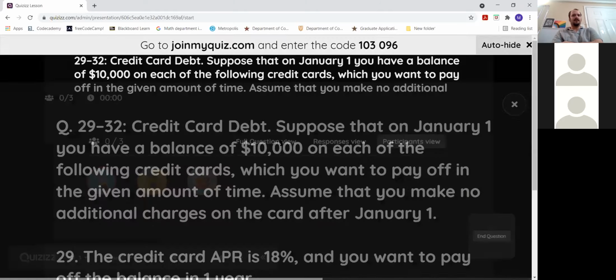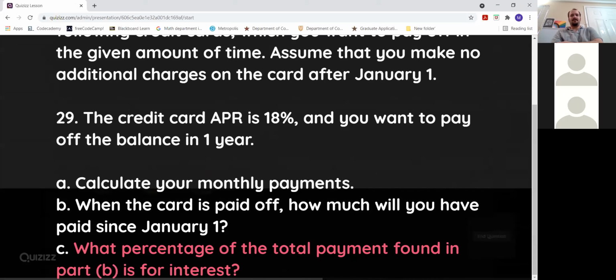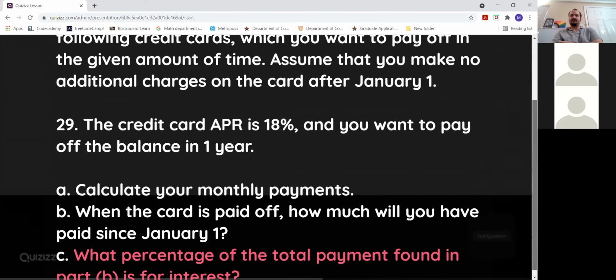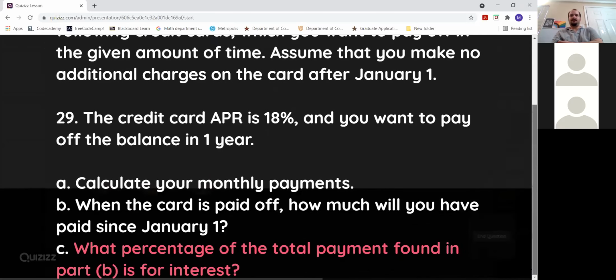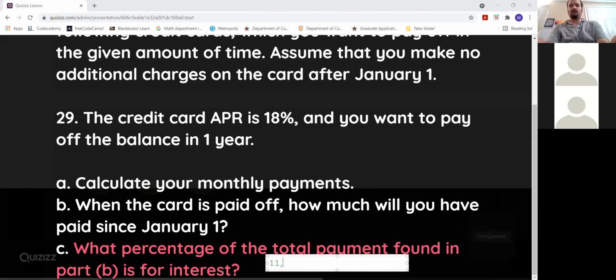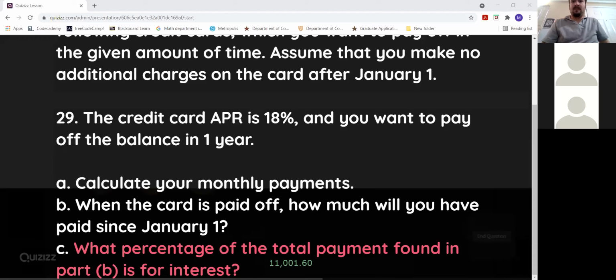Maybe I just read this problem wrong earlier. Let me make sure. What percentage of the total payments found in Part B is for interest? And did I not put that amount? It's 11,001. That was the total amount. So that was my total amount. My initial loan principal was 10K.